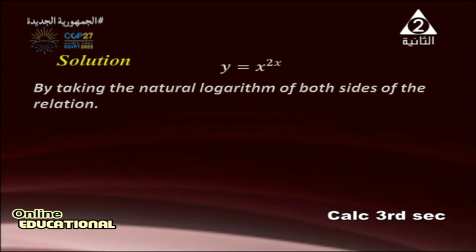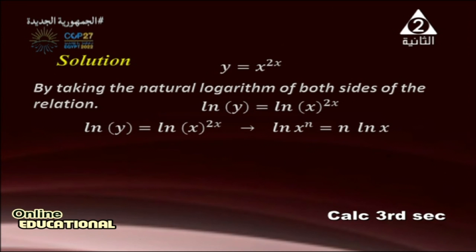Of both sides of the relation, then ln y equals ln x to the power 2x. Ln y equals ln x to the power 2x, and we know that ln x power n equals n ln x. Then ln y equals 2x ln x.